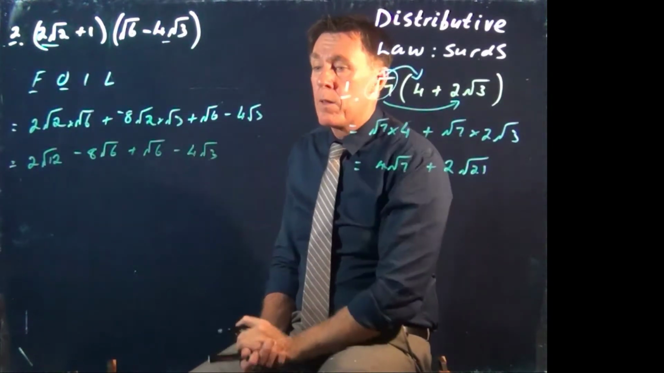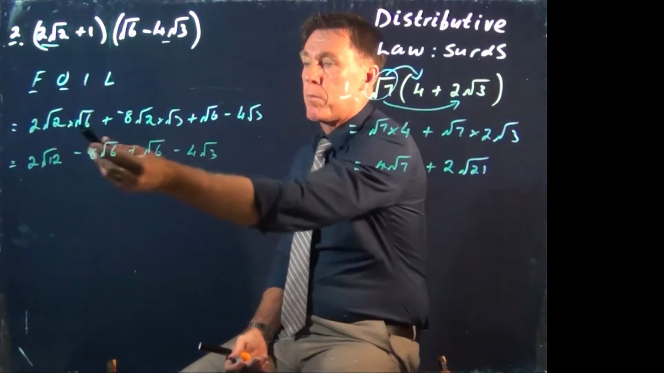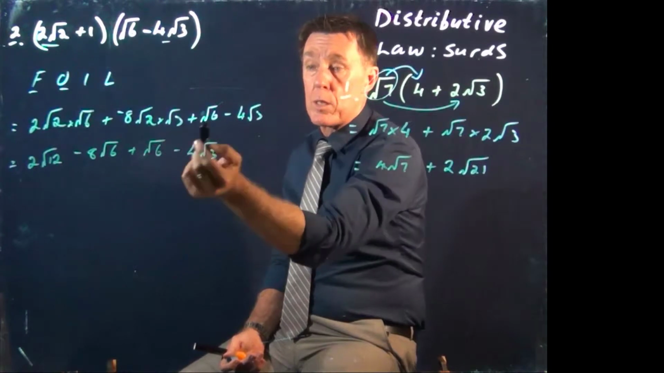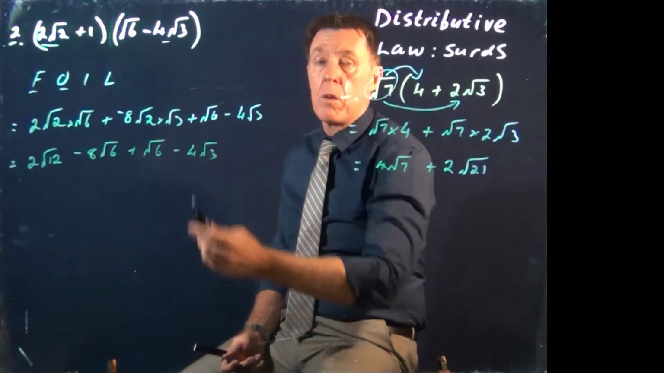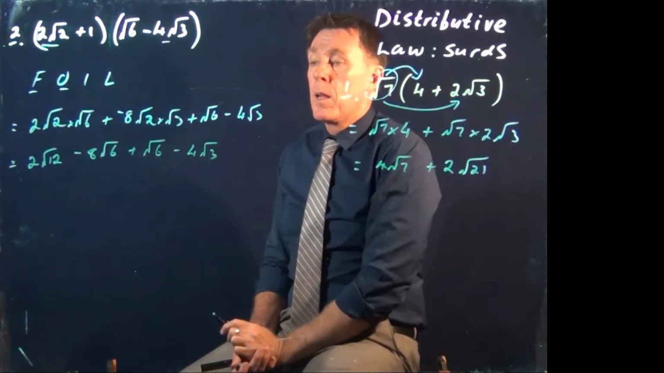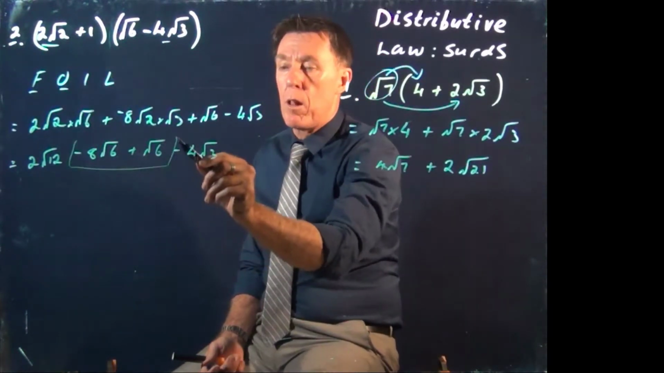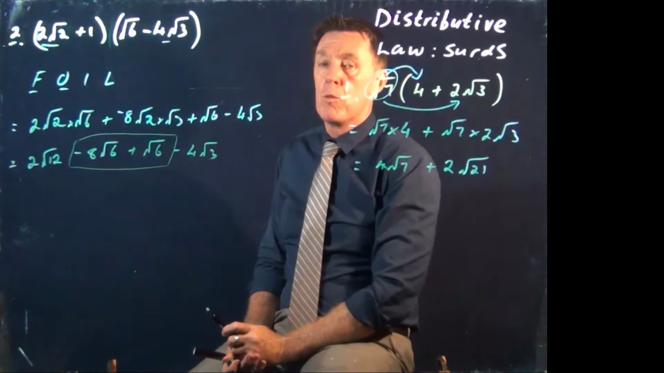Now, this is what we have so far. So that simplifies to 2 root 12, that to negative 8 root 6, that to root 6, and this to 4 root 3. Now, combine what you can. So clearly, these ones here are like terms. They both have a root 6.